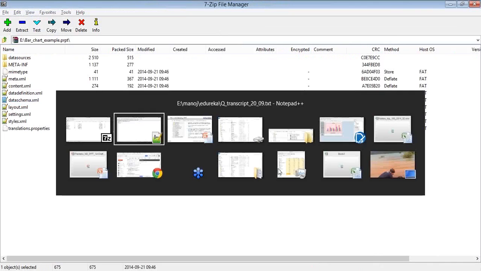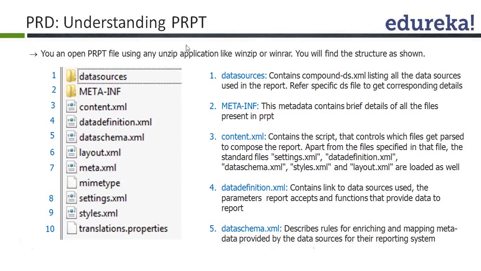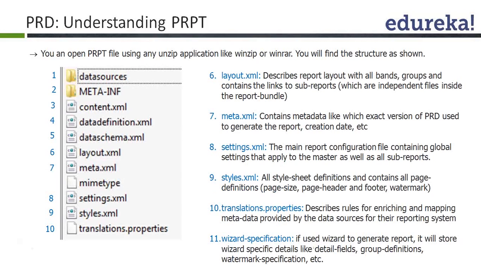So this is the typical layout of PRPT. Any report you design from designer, you save it, this will be the file which is generated. And when you want to execute a report from BA server or from your embedded Java application through API, then you are going to feed this PRPT as an input to your reporting engine, and the reporting engine will generate the report out of this PRPT. So all the setting information is available in PRPT.